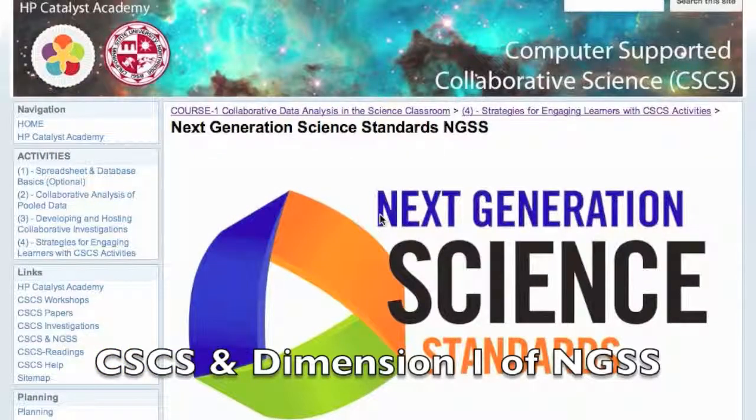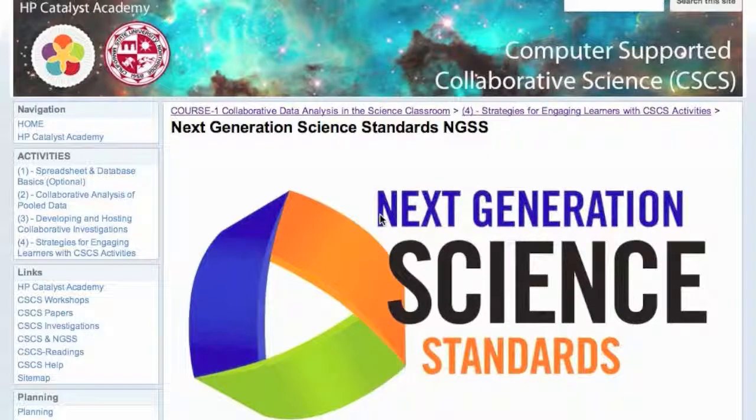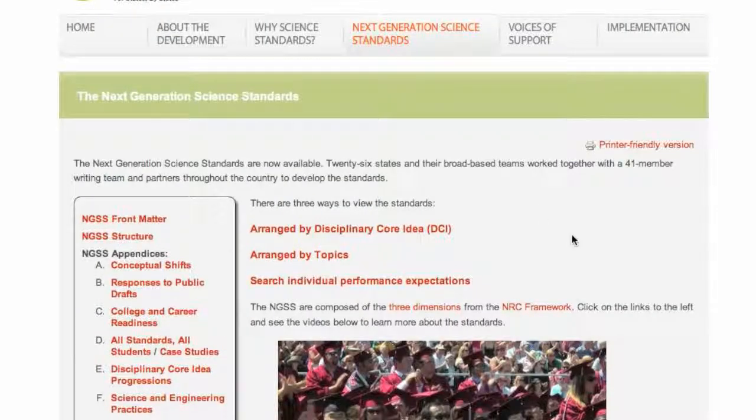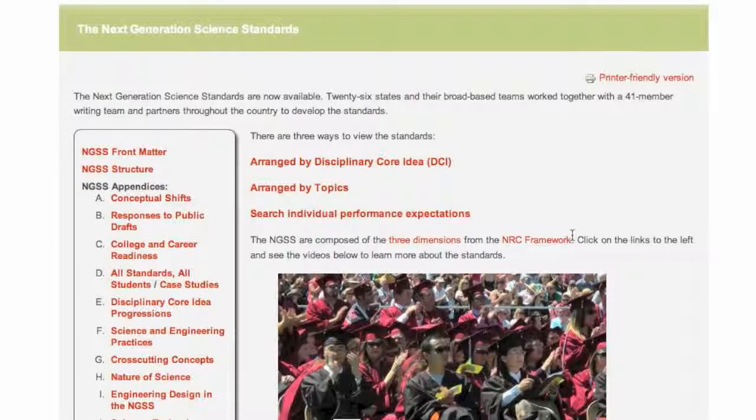The Next Generation Science Standards are being widely adopted throughout the United States and reflect a major change in our paradigm shift in the way we think about science education. When you click on the Next Generation Science Standards page, you will be able to get a tremendous amount of information about the standards. And they're arranged by disciplinary core idea and topics and so forth.